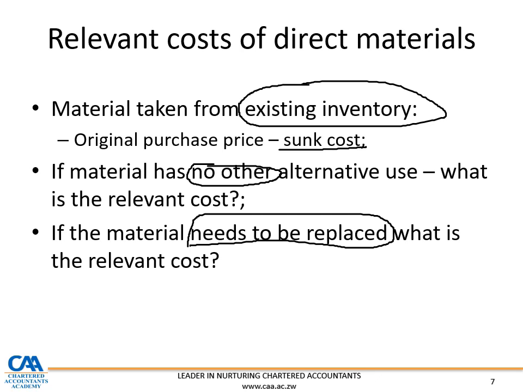Another scenario is where the material that we have taken from existing inventory has a resale value. Say if we don't use it for this project, we could have sold it and earned some income. But if we go ahead with this project, we're not going to be able to sell. So the foregone income becomes the opportunity cost of taking on this new project. So the opportunity cost therefore becomes a relevant cost of direct materials.